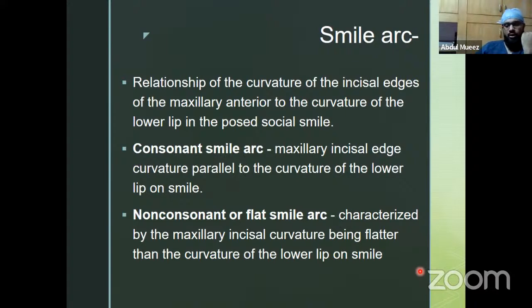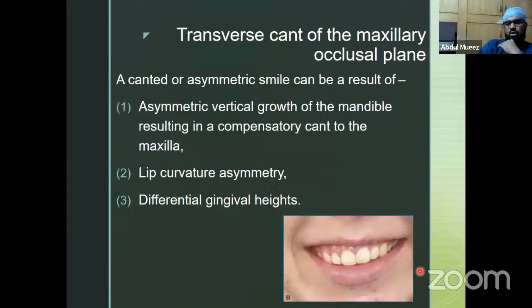Usually the consonant smile arc is one of the most important factors which gives a pleasant look to the patient's appearance, the patient's smile. And if you have established these features in the treatment plan, it really looks like the patient has not had braces treatment or aligner therapy done. It looks very natural if you have incorporated these features. And then transverse, in this what is seen is the occlusal plane. Sometimes it happens because of a single tooth, or because of asymmetry of the vertical growth of the mandible resulting in a compensatory cant of the maxilla, or it can be gingival height.